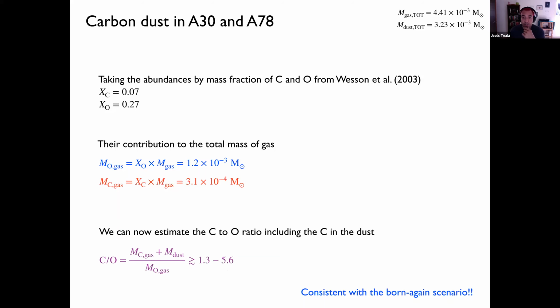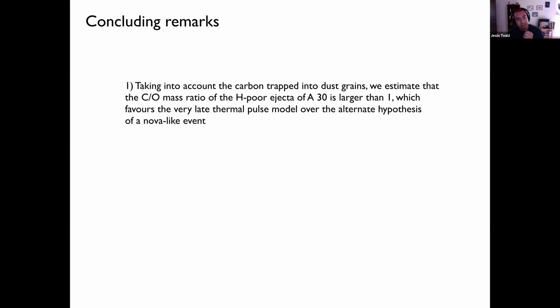So as concluding remarks, I just want to mention that when trying to unveil the origins of these objects, we also need to take into account the carbon trapped in the dust. It has been proven through Sakurai's object that carbon dust can be formed within a few years of the very late thermal pulse experienced by these objects.